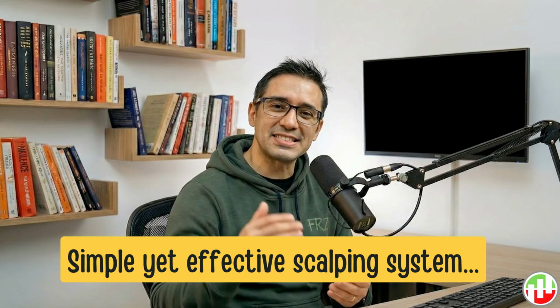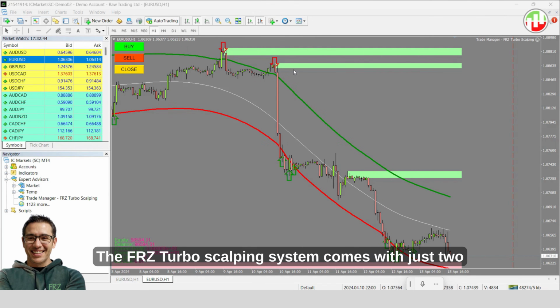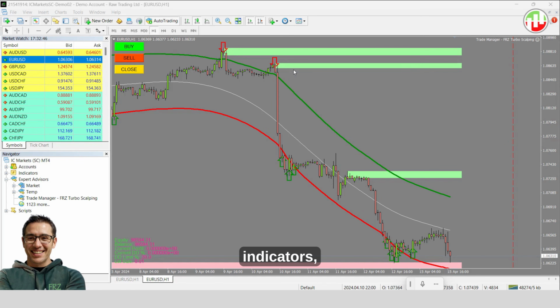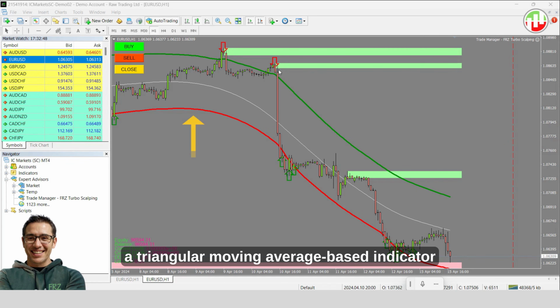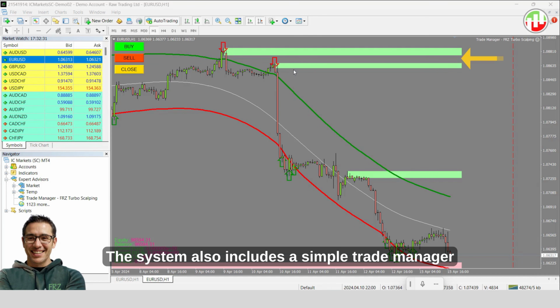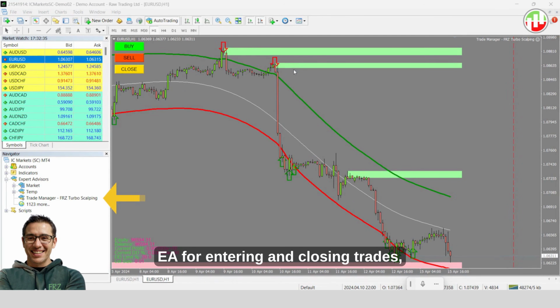Hello guys, today I'm going to show you a simple yet effective scalping system on MT4. The FRZ Turbo Scalping System comes with just two indicators, a triangular moving average-based indicator and a support and resistance indicator. The system also includes a simple Trade Manager EA for entering and closing trades, along with a template file. Let's see how we can use the system.